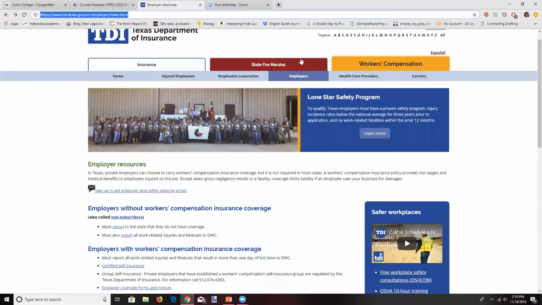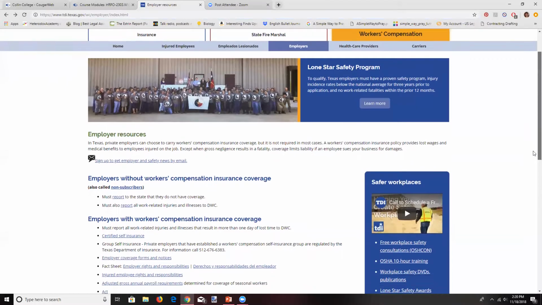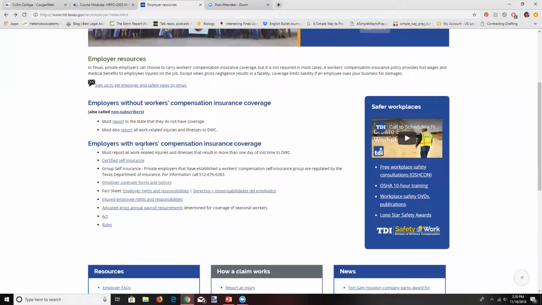This is what the page should pop up to. It gives you information about employers who choose not to have workers' compensation coverage. Again, we call these non-subscribers. For one thing, they have to let the state know they don't have coverage, and they still have to report injuries and illnesses to the entity. And then here's more information about employers who choose to have workers' compensation coverage. And for very large employers, they can actually have certified self-insurance.